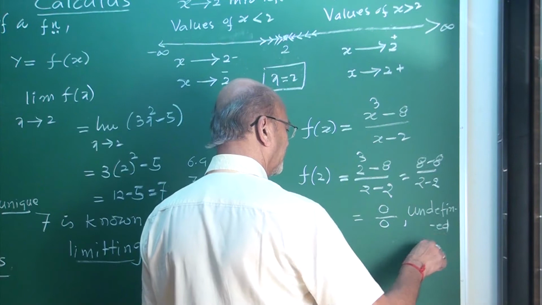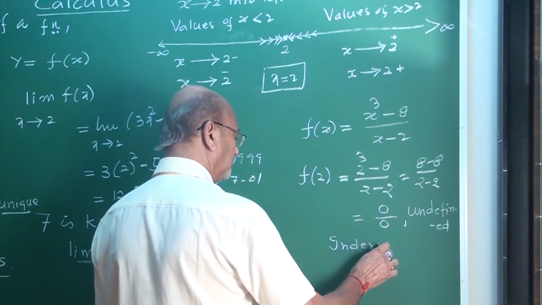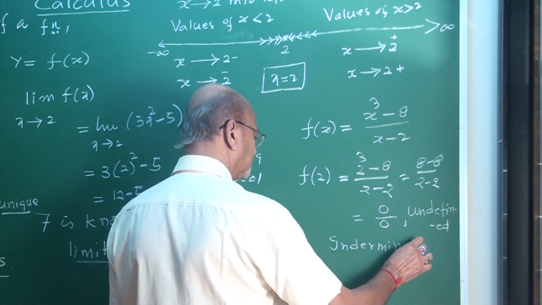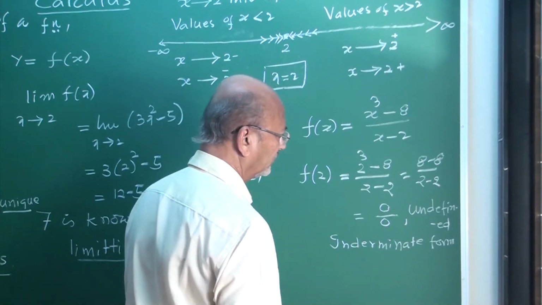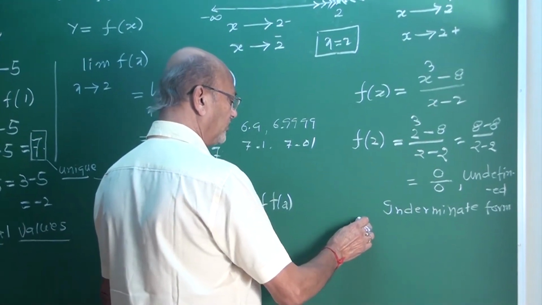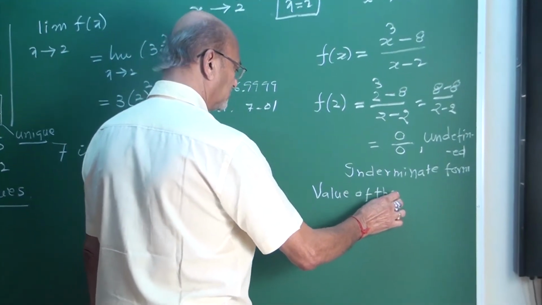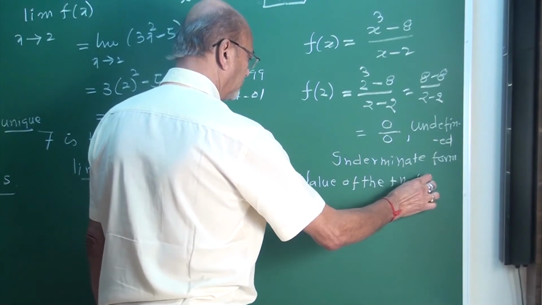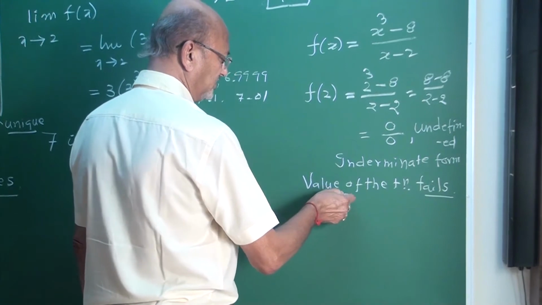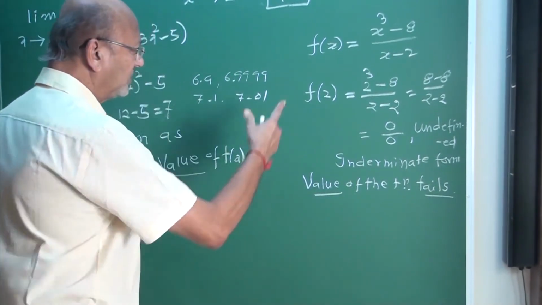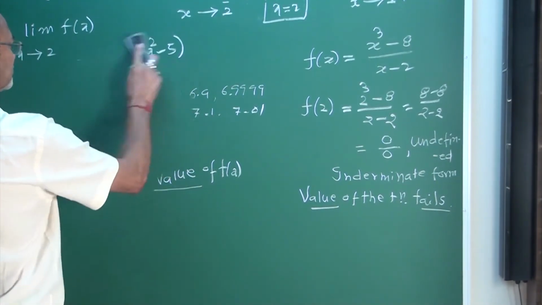It is undefined. It is called an indeterminate form. It is known as an indeterminate form. In this case, the value of the function fails. Value fails here. But what about the limit of this? The limit exists, my friends. The limit exists.